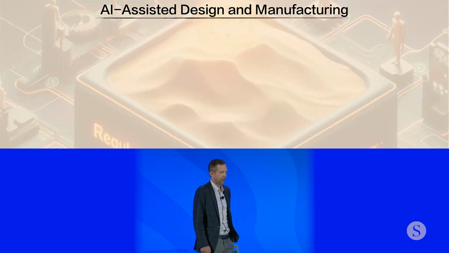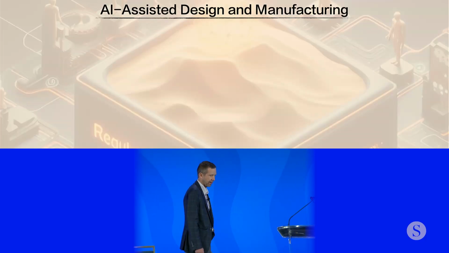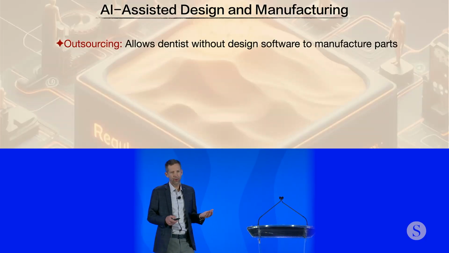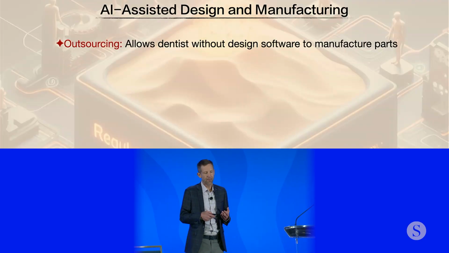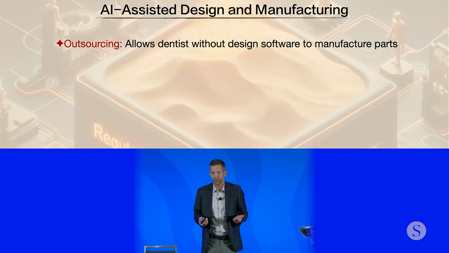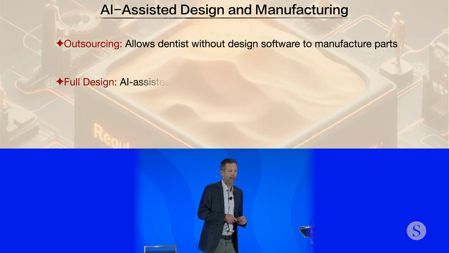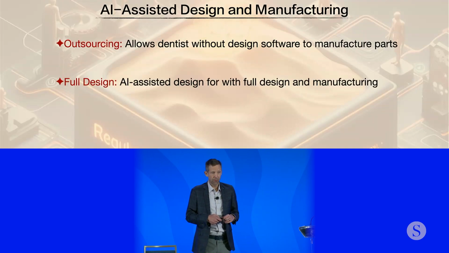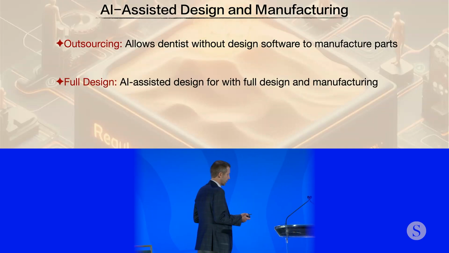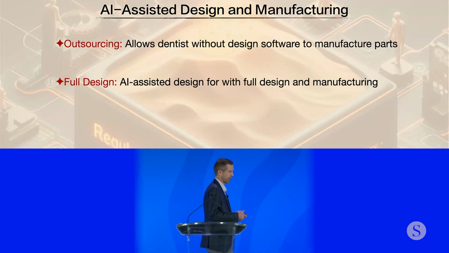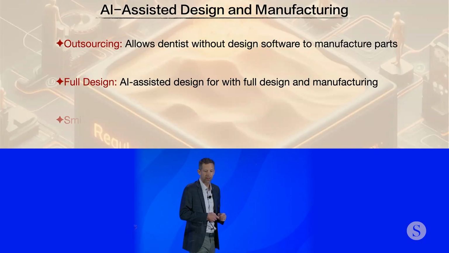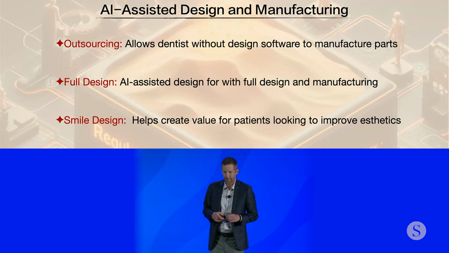Now, moving on to design and manufacturing, obviously there's 3 different ways that I look at AI for design and manufacturing. There's outsourcing. Some of you may not have any design software in your office, so you can outsource the design. You have full design, so many of the current softwares like exocad, CEREC, they're starting to incorporate AI into their softwares. And then, of course, the Smile design.